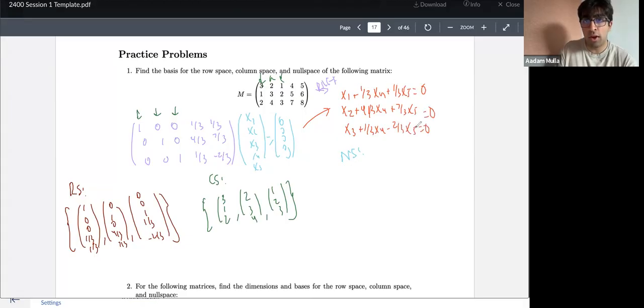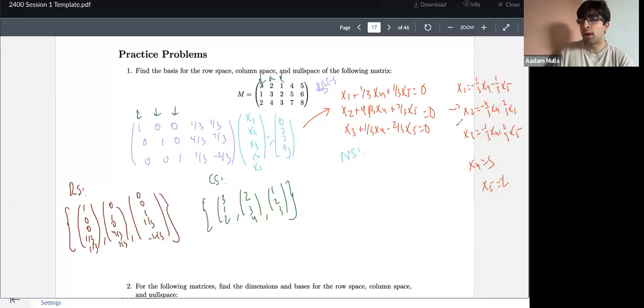So then again, we rewrite all the pivot variables in terms of the free variables. x1 equals negative 1/3 x4 minus 1/3 x5. x2 equals negative 4/3 x4 minus 7/3 x5. And x3 equals negative 1/3 x4 plus 2/3 x5. Then we say x4 and x5, let's call x4 s and x5 t. So our null space is going to be two-dimensional. Let's write out the overall thing.